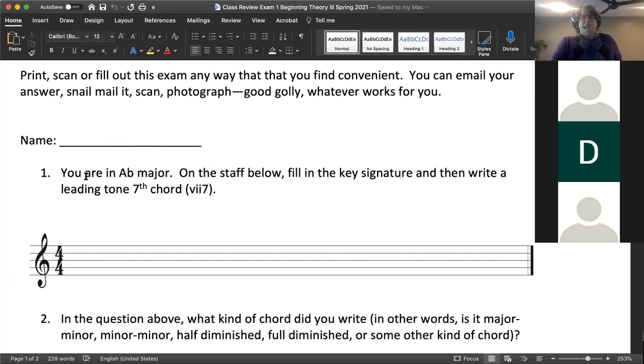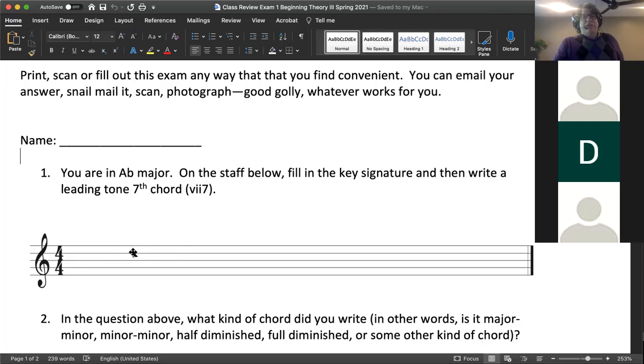Okay, so the first question was, if I'm in A-flat major, first of all, you have to fill in the key signature. That's 4 flats: B-flat, E-flat, A-flat, D-flat. And I think everyone got that part of it right. But then it says, do the leading tone 7th chord of the 7-7. Well, there are 8 notes in the scale. So you can either count up 7 notes, A, B, C, D, E, F, G, or the easy way to find 7 is that the top note is 8. The tonic is 1 and 8. So if A-flat is 8, G is 7. So it's just a chord built on G, B-flat, D-flat, and F.